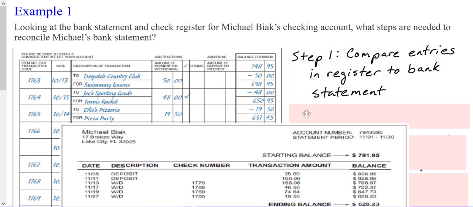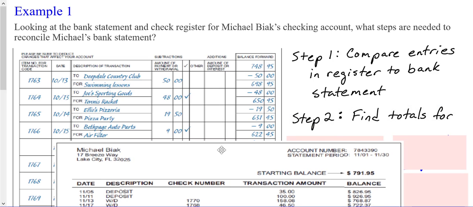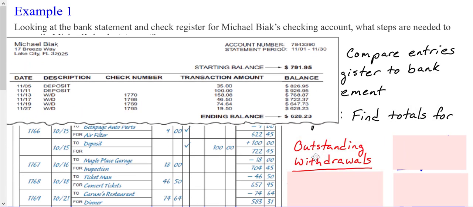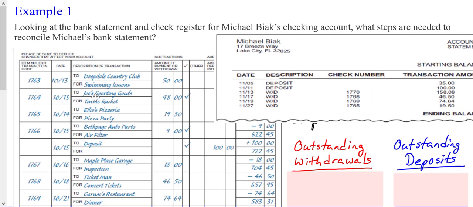So the first thing we need to do is we need to compare the entries from the check register to the bank statement. And what we're looking for is we want to find the totals for outstanding withdrawals and outstanding deposits. And you will notice when you look at the check register in this middle section, some entries already have check marks by them. That represents items that have already cleared the bank and that we have verified are on a previous bank statement. So we're going to look at outstanding withdrawals first.